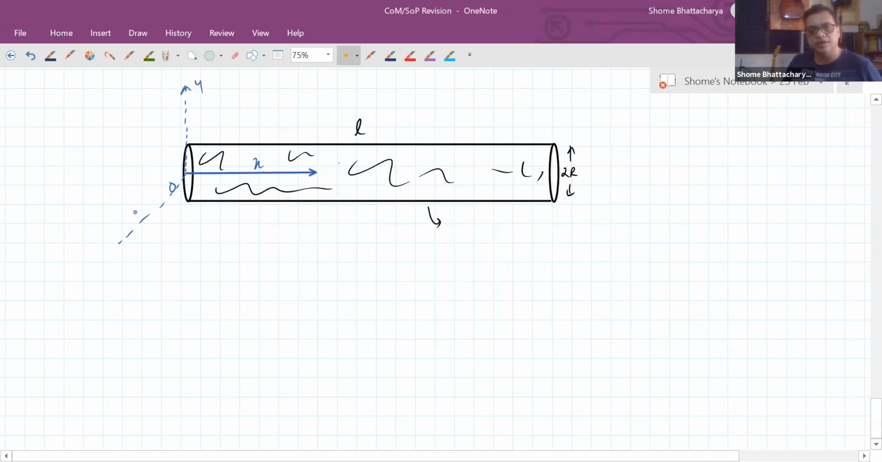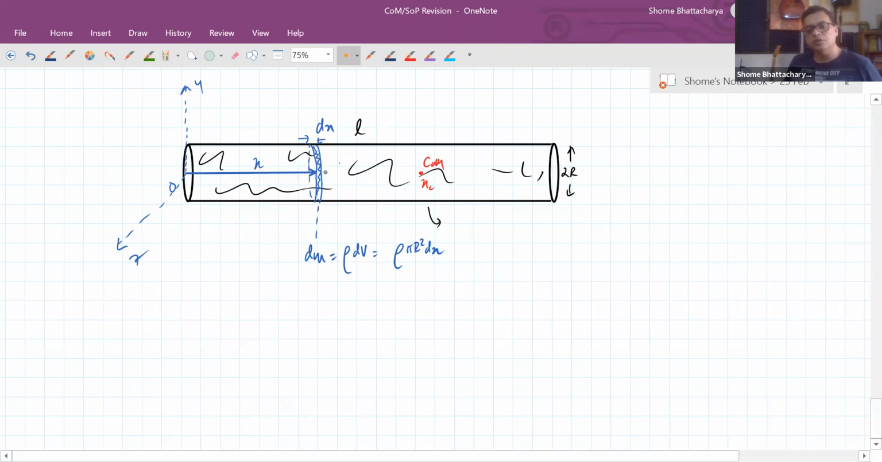Okay, so this is our y-axis, this is our z-axis. So at a distance x like this, if we slice a thin disc like this of thickness dx, then the mass of this disc will become the density into the volume of the disc, which will become density into pi r square into the thickness. Okay. So now the position of the center of mass of this system, let's say it's somewhere over here.